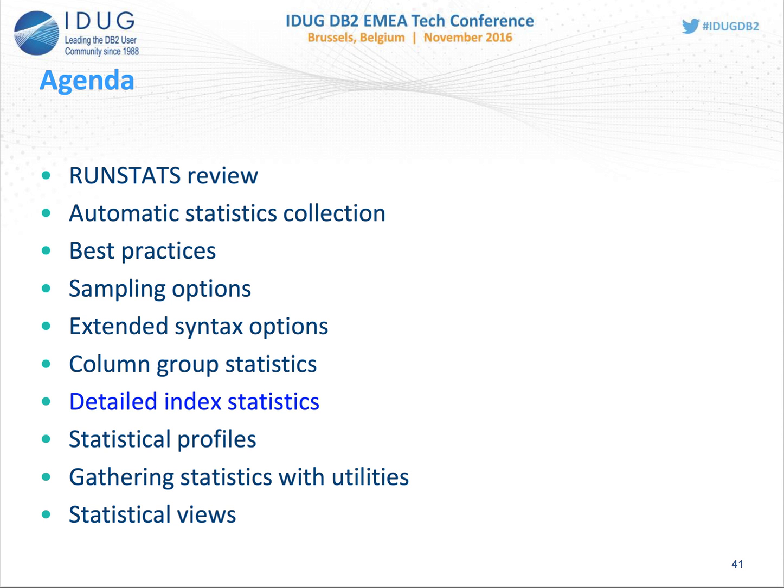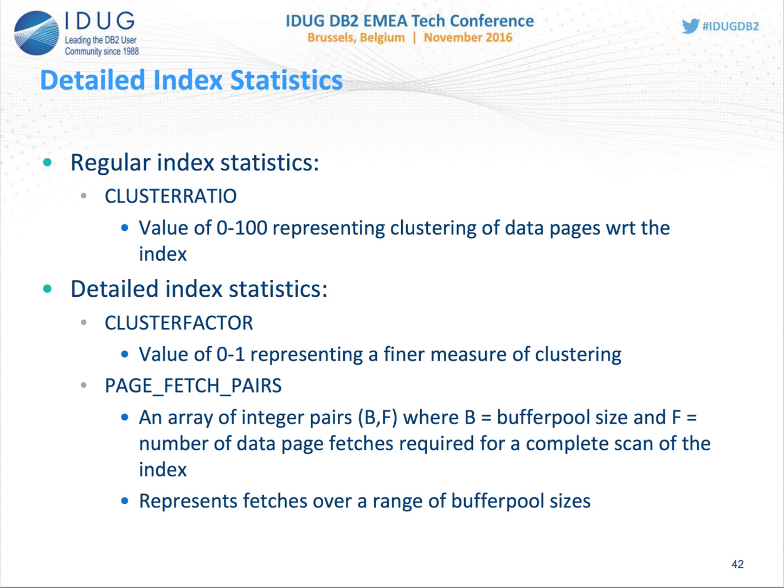Okay, so that's column group stats. Quickly, I'm going to talk a little bit about detailed index stats. A bit of background: the key stat with an index represents how the data pages are organized with respect to the index. The index has some other stats about the index itself, the number of levels and the number of leaf pages. But the ones that are really important for understanding I/O and costing in the optimizer are the clustering stats.